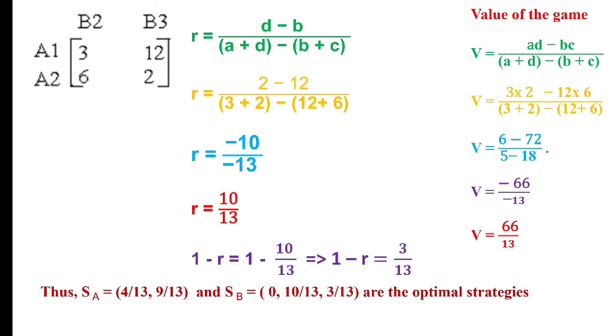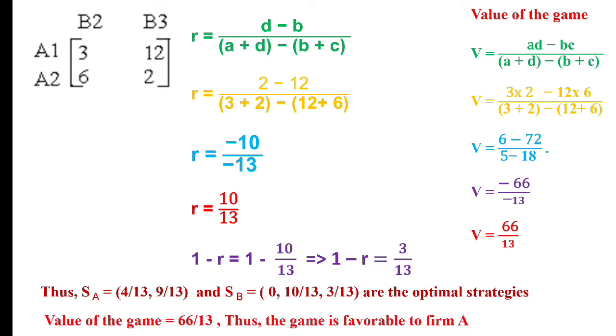Then strategies of A. We have only two, A1 and A2, so 4 by 13, 9 by 13. Then strategies of B. We have B2, B3 only present. B1 is absent, so we get 0. This is the way we can find it out by the graphical method. Value of the game is 66 divided by 13. The game is favorable to player A.